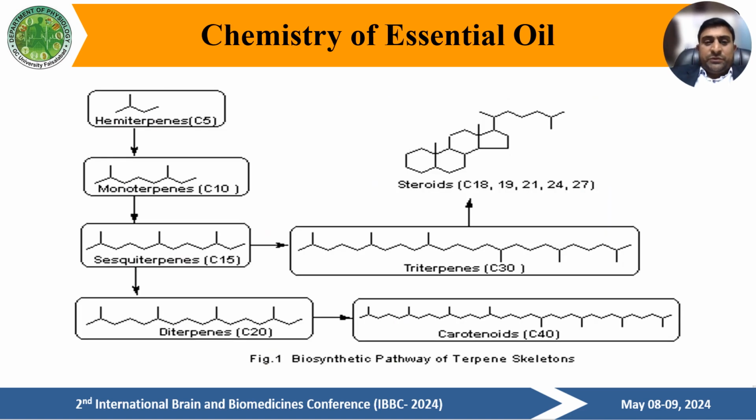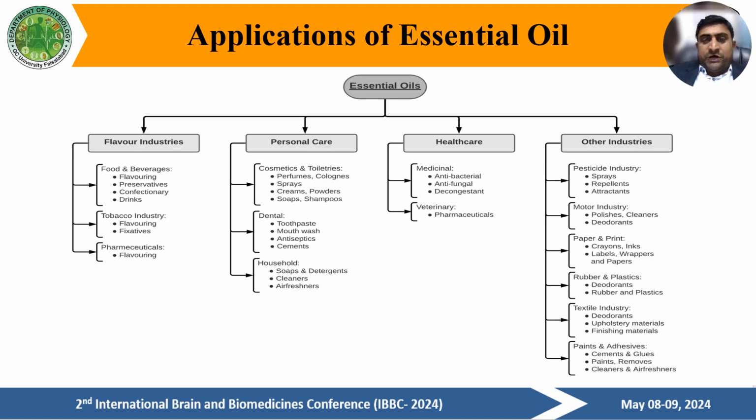Essential oils are basically composed of monoterpene units that combine together and form sesquiterpenes, diterpenes, triterpenes, carotenoids, and steroids. Overall, essential oils have huge application and demand due to their use in the flavor industry, care industry, health industry, and other industries like pesticides, motor industry, paper industry, rubber industry, plastic industry, and textile industry. So due to their huge application, they have huge demand in the market.